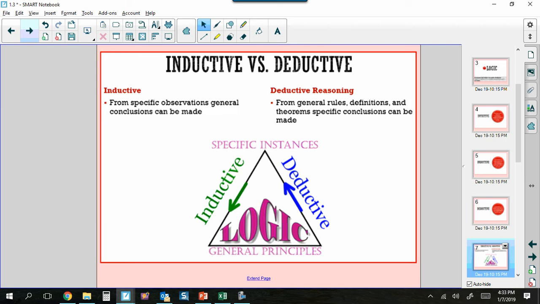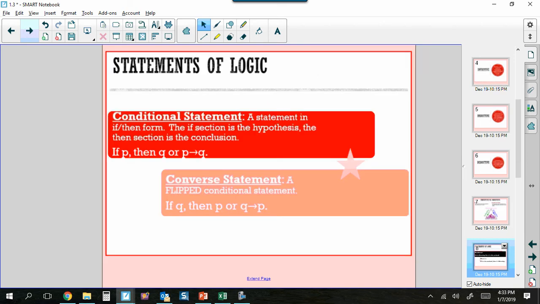Again, based on what we're going to be doing in this class, you'll more often be using deductive reasoning because we'll be teaching you very general statements about geometric ideas and topics, and then you're going to apply them to specific problems that you are working on in class. Okay, so let's go on and talk about some different types of statements with logic.